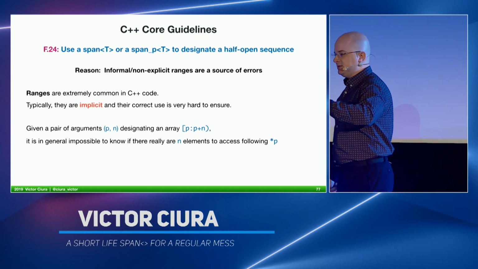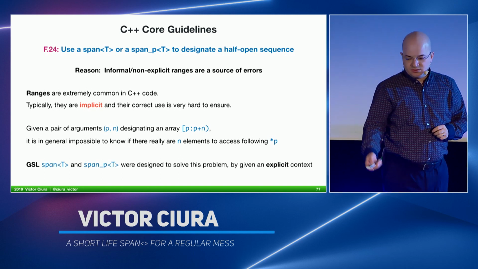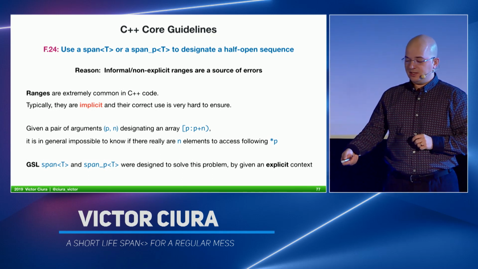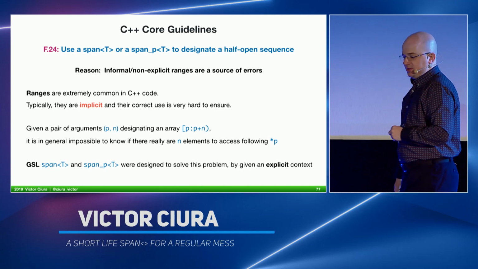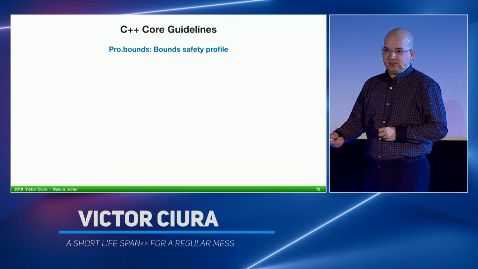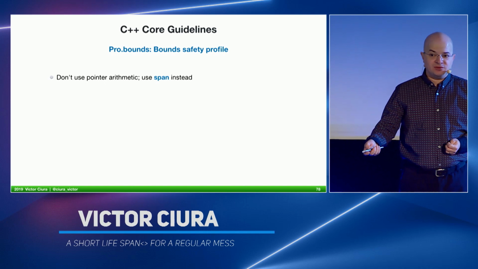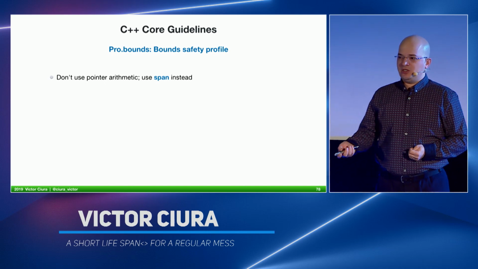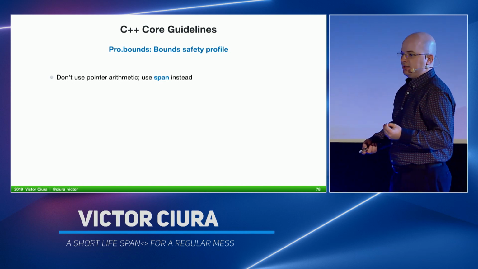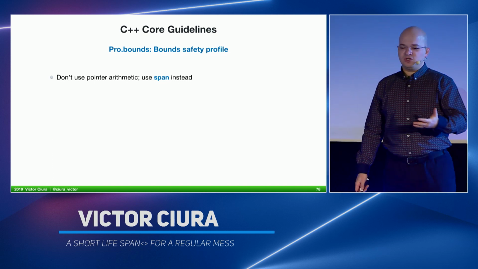But again, span is not bounds checked. So standard span comes from the GSL, or the guideline support library, from the GSL span. And its purpose is to codify this information about range and to be efficient. We don't want a high-level abstraction that costs something, because if we design such a thing, people are not going to use it. They're still going to use pointer arithmetic. So we want something that is efficient.